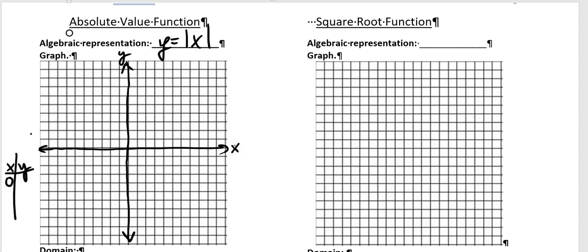So when you have an input of 0, the absolute value of 0 is 0. When you have an input of -1, the absolute value of that would be 1. And when you have an input of 1, the absolute value of 1 would be 1. So you can go ahead and graph these 3 points. You can graph some more if you'd like, but that's enough to graph that basic function. And that's all I'm looking for.